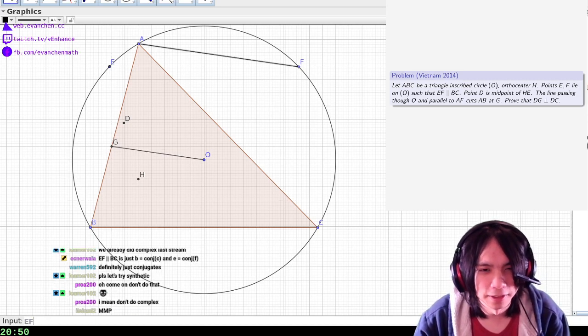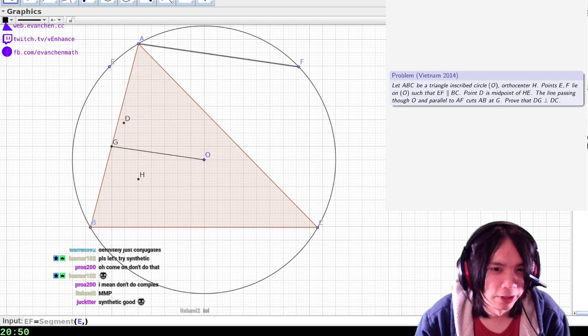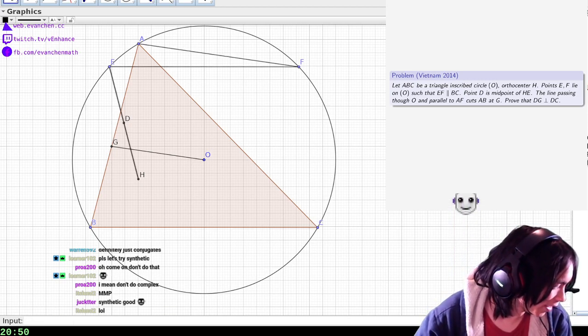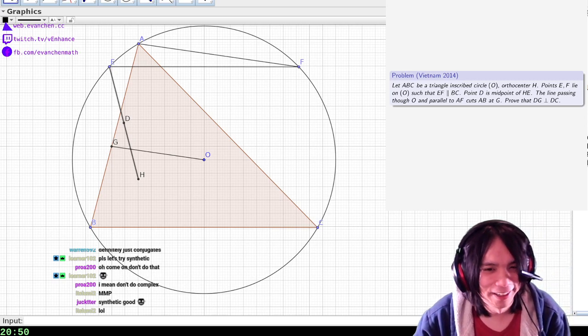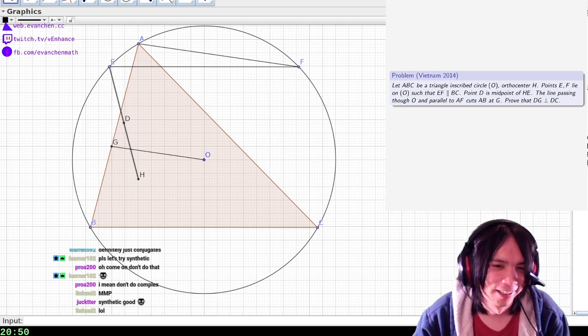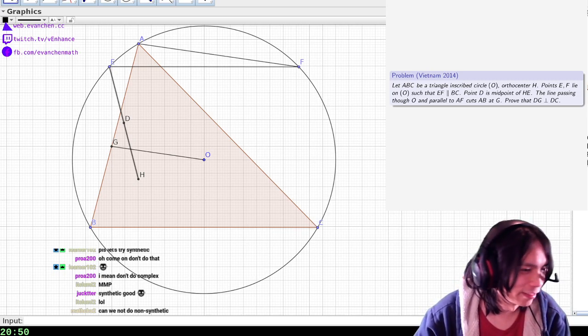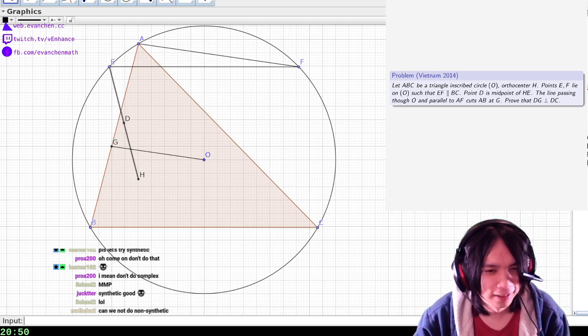So I think I see a way, an even worse way to do the problem, but I don't know if I want to. Yeah, I think you can do it that way. Can we not do non-synthetic? Does moving points count as synthetic?